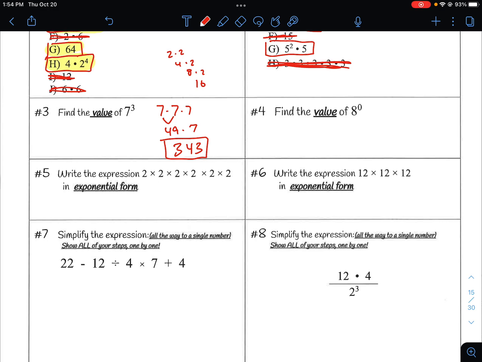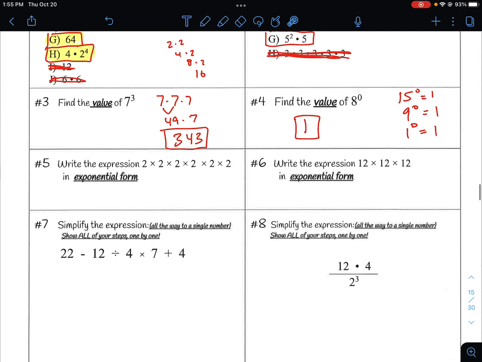8 to the 0 power. Find the value of 8 to the 0 power. Anything to the 0 power is 1. Yeah, so if you had 15 to the 0 power, that equals 1. Or 9 to the 0 power is 1. Or 1 to the 0 power is also 1. Anything raised to the 0 power is 1.